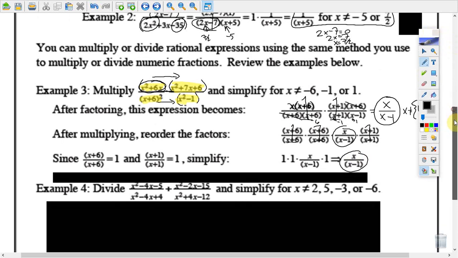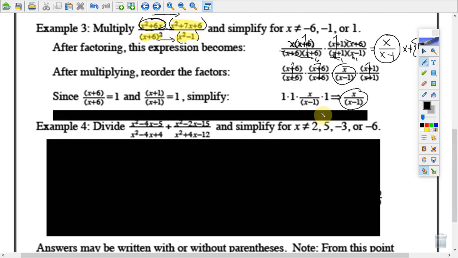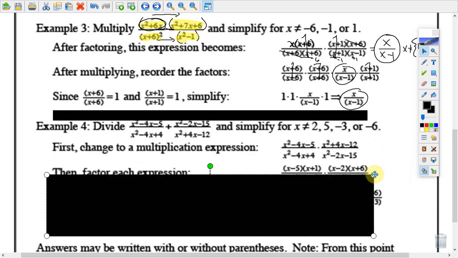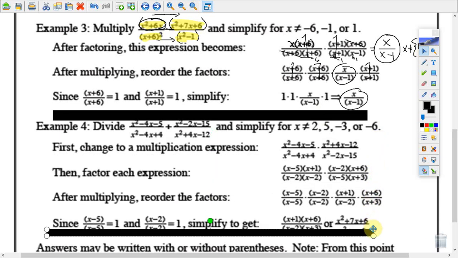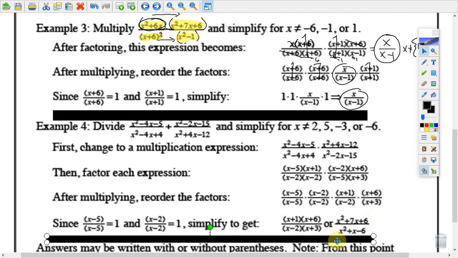Example 4, same process. Factor everything. Get into its factors. Look for the big ones and get rid of them. Okay? So factor all of these. Figure out what you can cancel. When I look at that, I have a x minus 5 on top, x minus 5 on the bottom, x minus 2 on top, x minus 2 on the bottom. So that leaves me with x plus 1, and that's the same thing they have here in this next step.